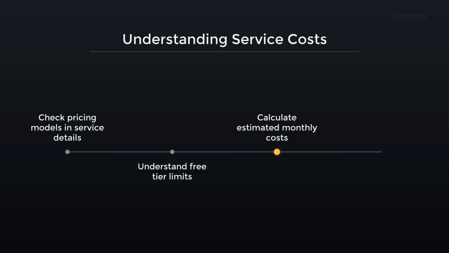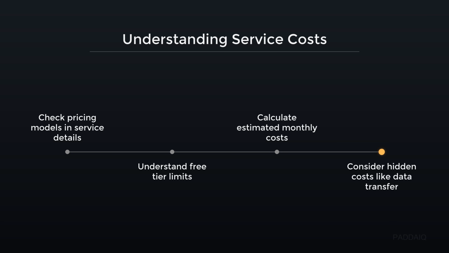Calculate estimated monthly costs. This means adding up all your planned SAP BTP service usage to forecast your bill. For example, if you use 500 hours of a compute service priced at 10 cents per hour, your estimated cost is $50. Knowing this helps you budget effectively and avoid surprises.